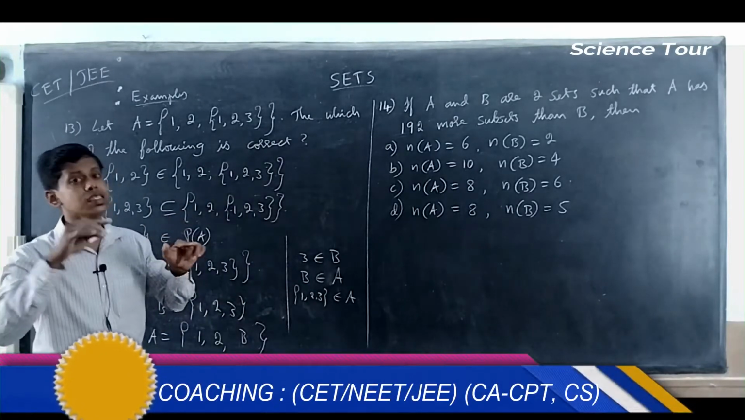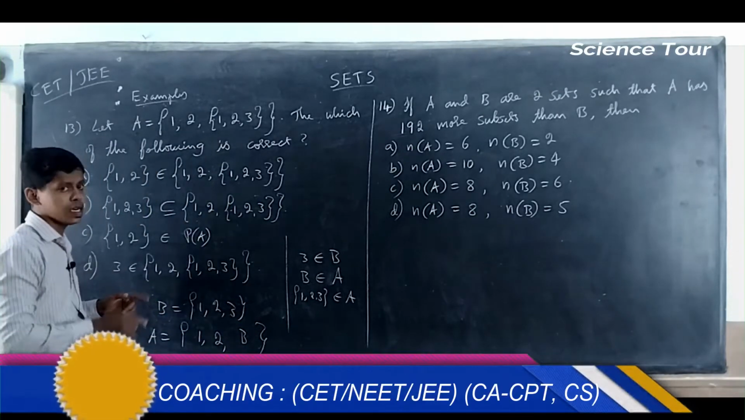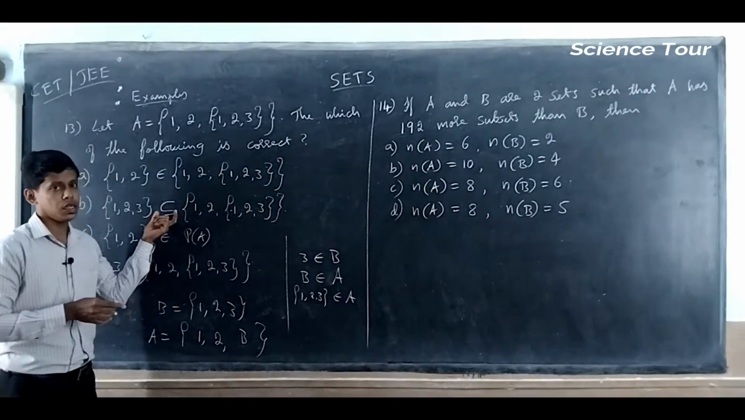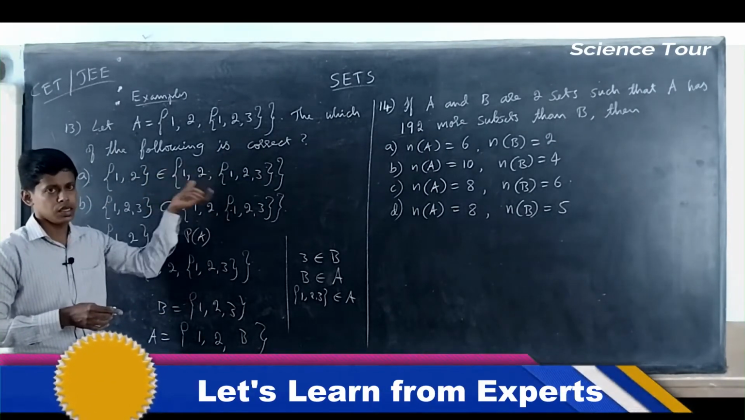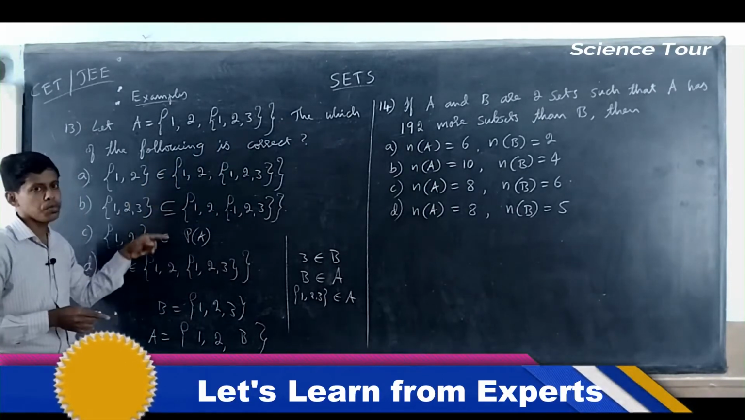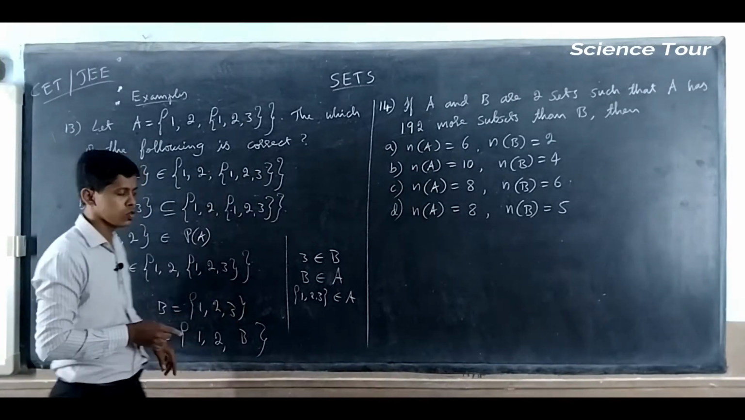The set is a subset of another set. So only when you compare two sets, you use the symbol subset. When you compare an element and the set in which that element is found, you just use the symbol belongs. Get that very clearly. Okay, now when do I use the subset?